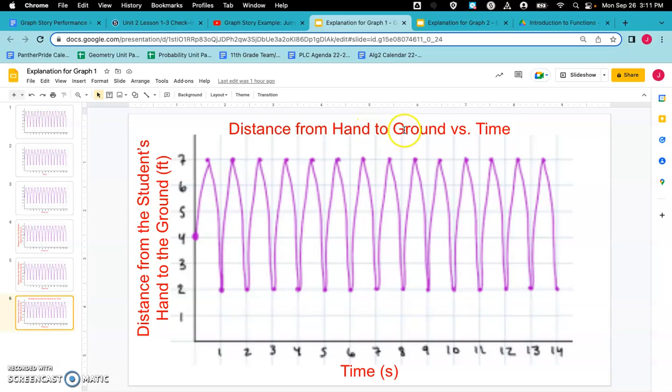Distance from hand to ground, that's our y variable, versus time, that's our x variable. So that's usually how they teach you how to title a graph in science. So maybe you remember that from 9th grade physical science.